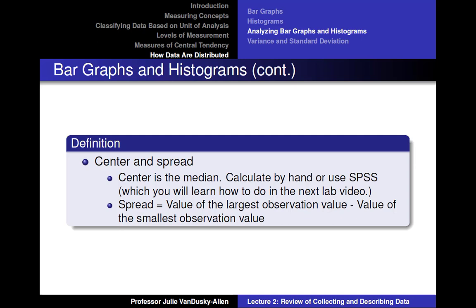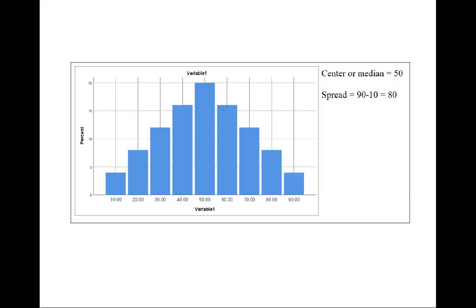The simplest way to calculate the spread of a bar graph or histogram is to take the value of the largest observation value and subtract the value of the smallest observation value from it. So, for example, in this bar graph, the center or median is 50, the spread is 90, the largest value, minus 10, the smallest value, which is 80.